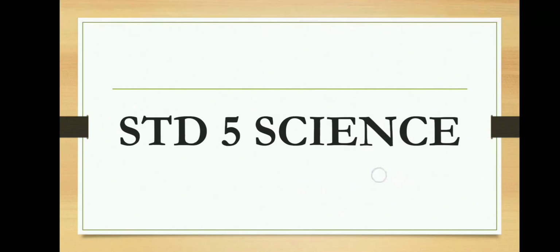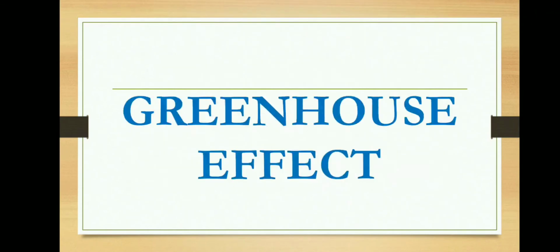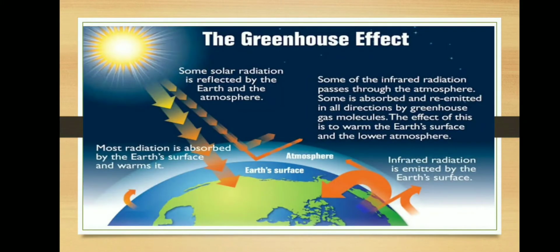Today, we are going to learn about changes in our environment, greenhouse effect. Greenhouse effect is a natural process that warms the Earth's surface. When the sun's energy reaches the Earth's atmosphere, some of it is reflected back to the space and the rest is absorbed and re-radiated by greenhouse gases. The absorbed energy warms the atmosphere and the surface of the Earth.